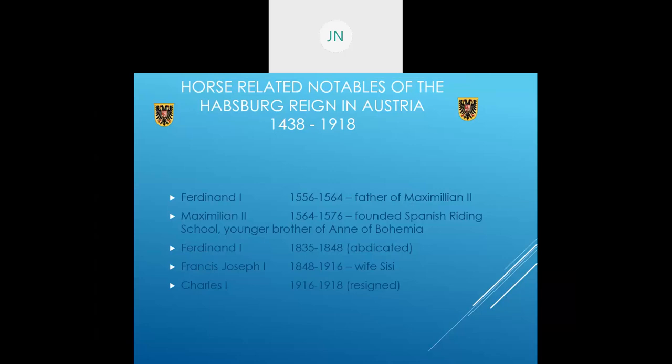So now I'm going to talk to you a little about the Habsburg reign in Austria. The most notable of these was Maximilian II, who founded the Spanish Riding School. He was the younger brother of Anne of Bohemia. Also, if we look further down, we'll see Francis Joseph I, whose wife Sisi was a great equestrian. And there are some great books about her if you're interested in reading that.